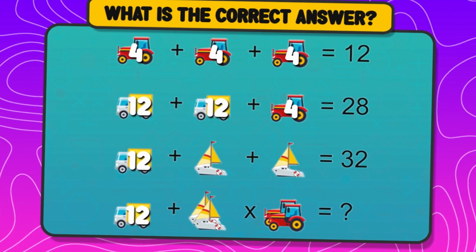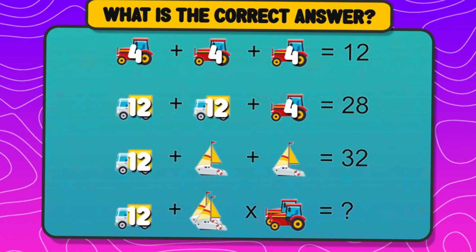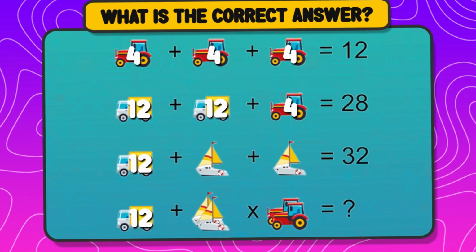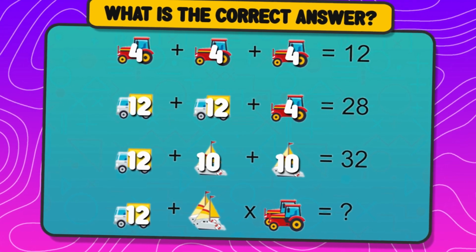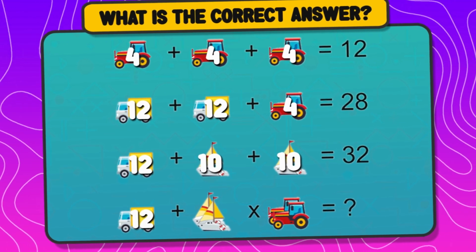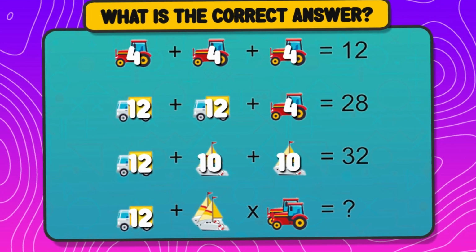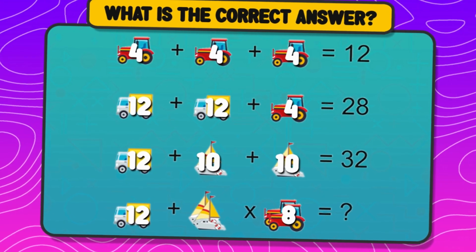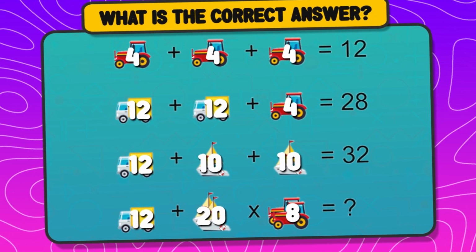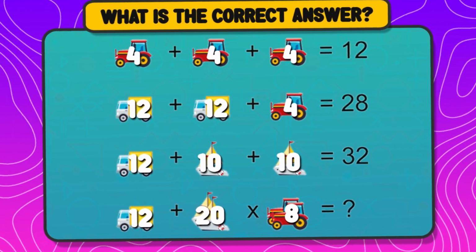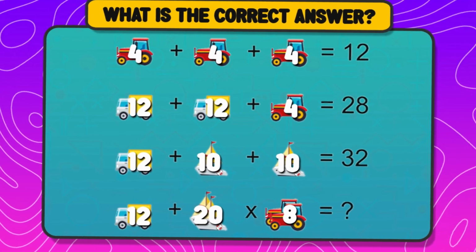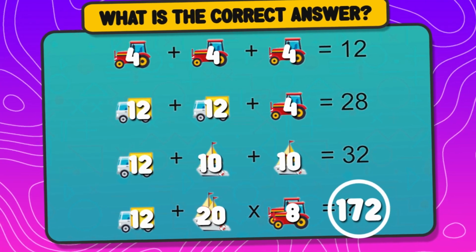In the third row, the answer is 32. Calculating, 32 minus 12 equals 20, and dividing 20 by 2, we get that the yacht equals 10. In the fourth row, we need to solve the equation by substituting the known values. We have 2 tractors, which equal 8, and 2 yachts, which equal 20. We multiply 20 by 8, which gives 160, and add the truck, which equals 12. The final answer is 172.